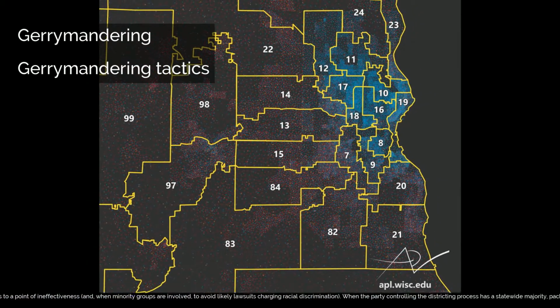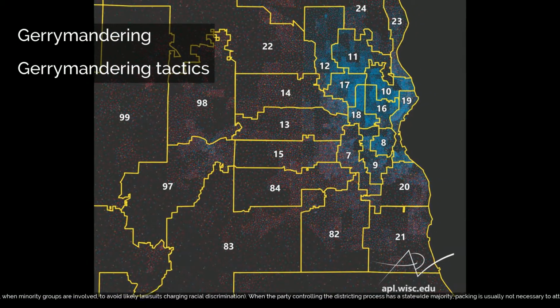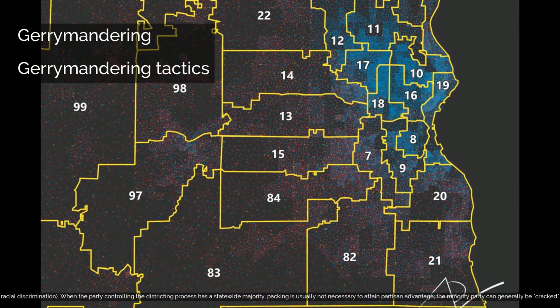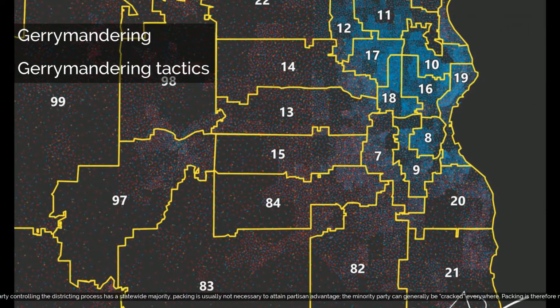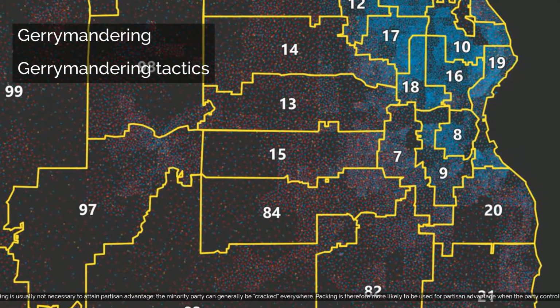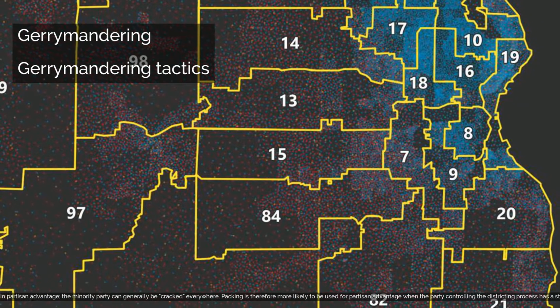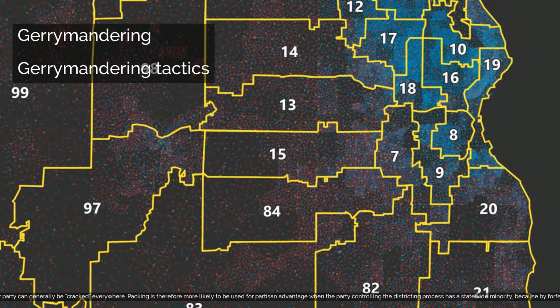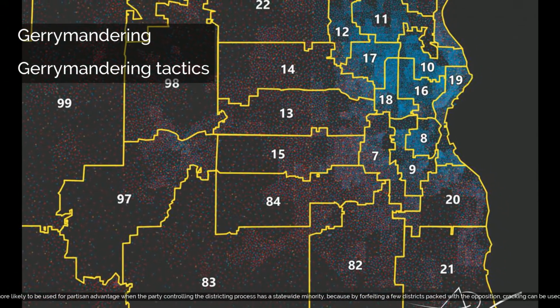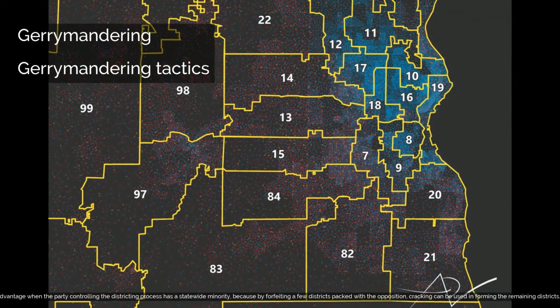When the party controlling the district and process has a statewide majority, packing is usually not necessary to attain partisan advantage. The minority party can generally be cracked everywhere. Packing is therefore more likely to be used for partisan advantage when the party controlling the districting process has a statewide minority, because by forfeiting a few districts packed with the opposition, cracking can be used in forming the remaining districts.